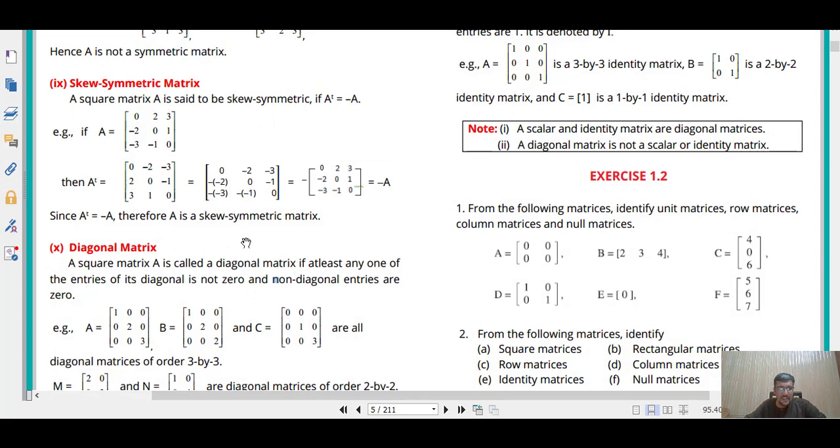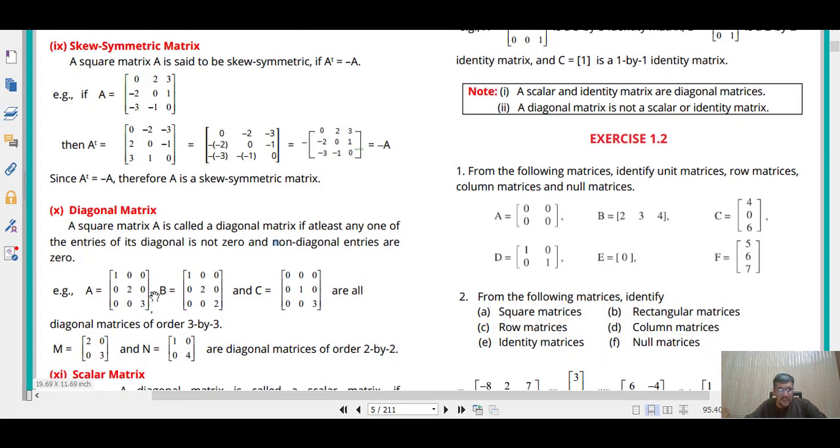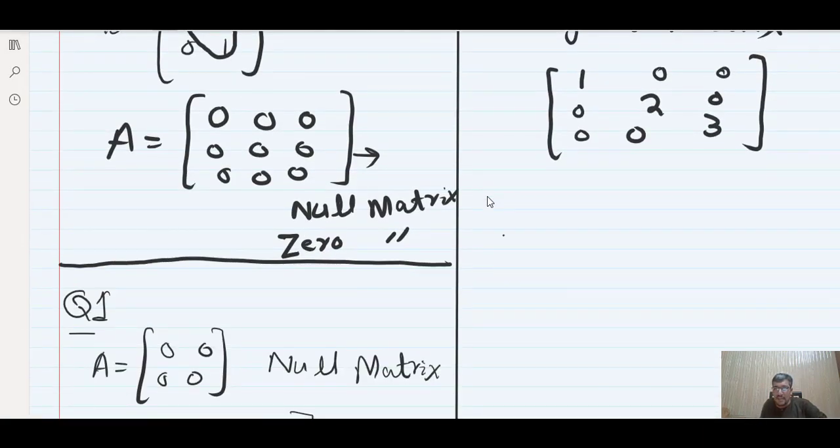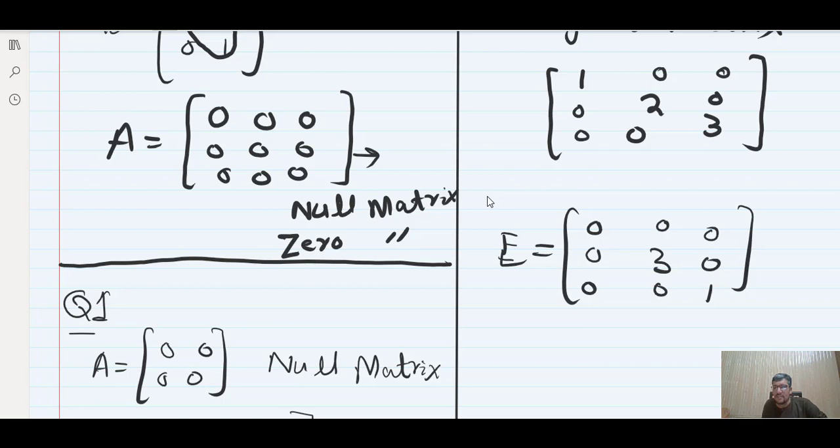If you see here in the example of the diagonal matrix, they have taken this example 1, 2, 2. 1 is not the same as the other two values in the diagonal, so it will be your diagonal matrix. Even if you have a matrix in this way, for example, I have a matrix E which is equal to 0 0 0, 0 3 0, 1 0 0. This is also known as a diagonal matrix. Now let's move towards question number 3.